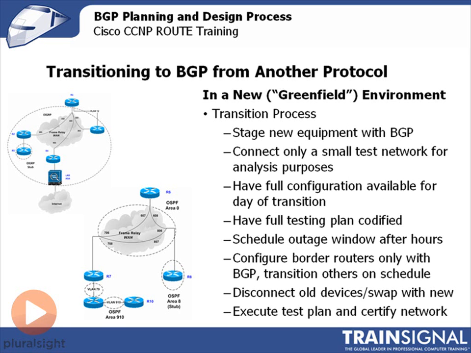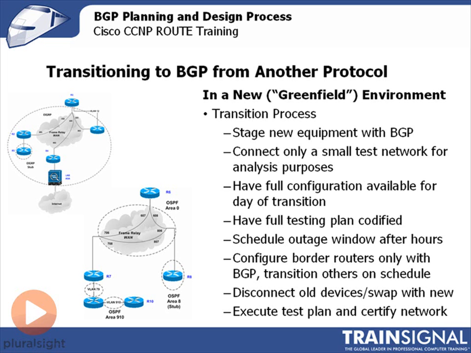So in the transition process, if you have new equipment, by all means, use the new equipment with BGP, especially if there are new circuits involved. It just makes things a lot cleaner and easier all the way around. You can connect a little test network from the LAN side in order to do some analysis, maybe with temporary IP addresses, just to verify things are working. Have the full configuration available for the day of transition. Make sure it's all spelled out. Schedule your outage window if you have that kind of a process at your company. And then configure just the border routers first with BGP and transition whatever others you might need to on schedule.